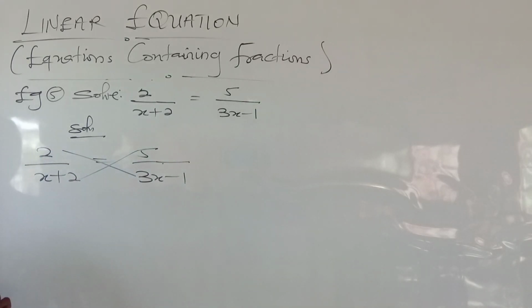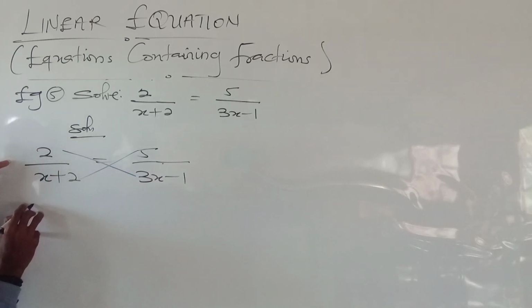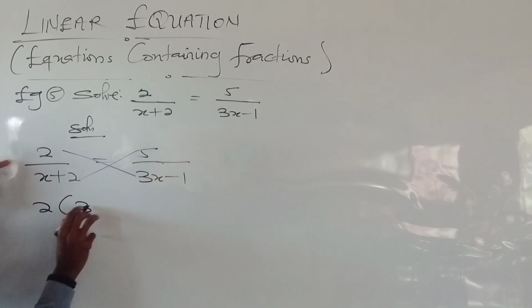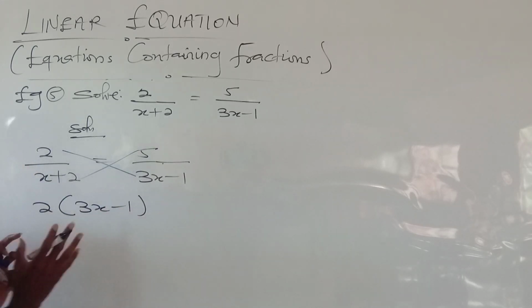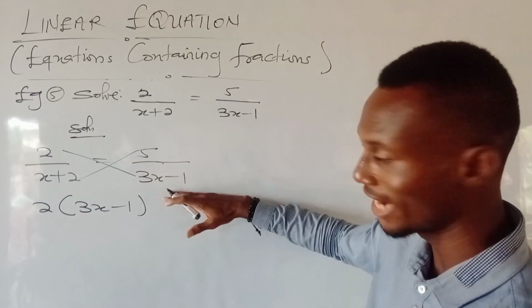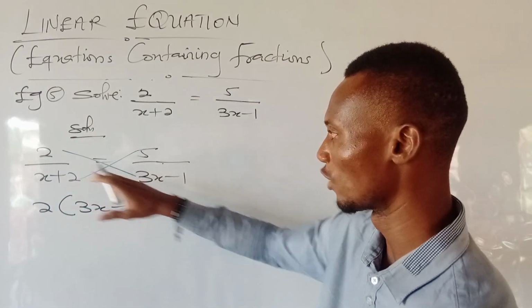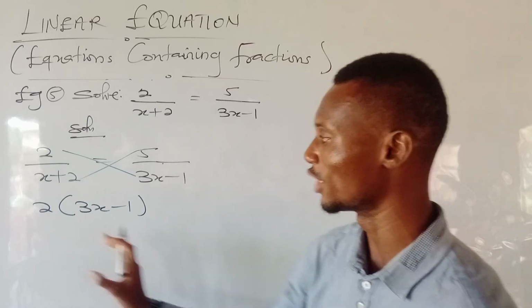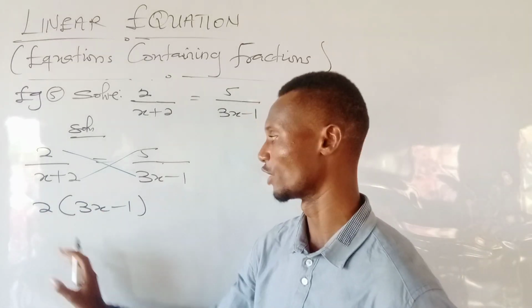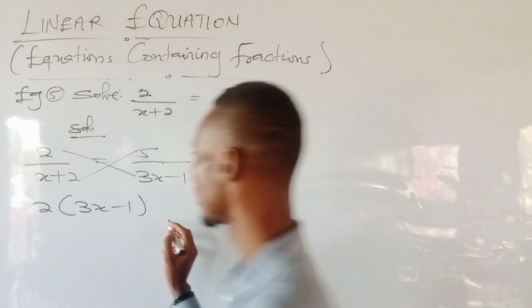So to solve this one, the 2 will multiply the expression here. So write 2 into brackets 3s minus 1. Please put it into brackets, because the 2 multiplies every term here. The 2 multiplies the 3s and also multiplies the negative 1. So that's why you need to put it into brackets. So 2 into brackets 3s minus 1.